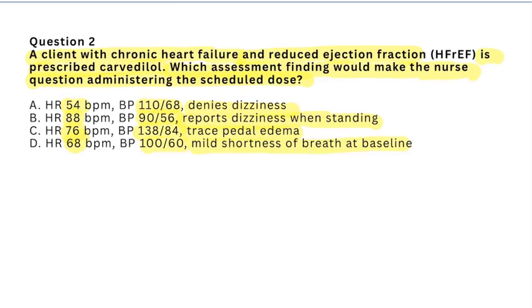It says, first and foremost, we need to determine what kind of drug this is. The fact that it is ending in -lol, that would be a beta blocker, right? So a beta blocker is often used for patients who have heart failure. In this particular scenario, the patient has chronic heart failure, and of course with a low ejection fraction. So the fact that it's a beta blocker, that's our thing in our mind, right?